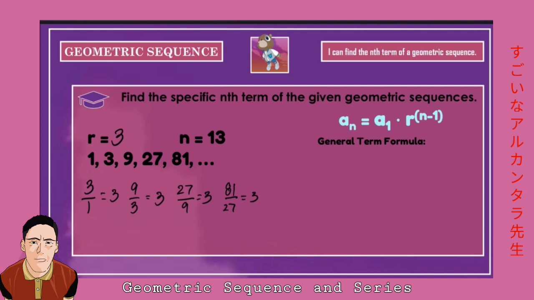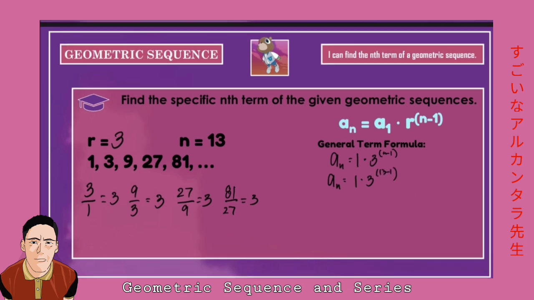So our first term here, or our a sub 1, is 1. So all you have to do is write the formula. a sub n is equal to 1 times our r, which is 3, raised to n minus 1. This is our general term formula. Now, we can use the general term formula to find the 13th term, which is being asked in this slide. So a sub n is equal to 1 times 3 raised to 13 minus 1. So in this case, you will have 1 times 3 raised to 12.